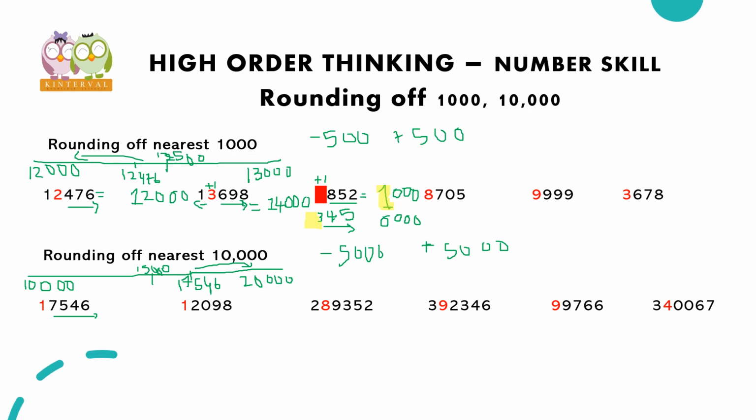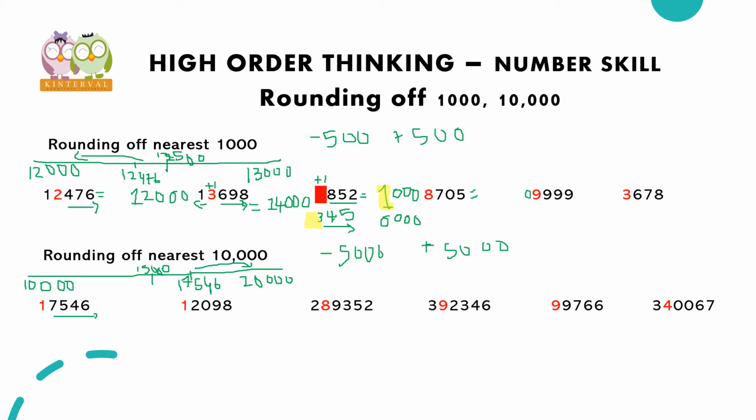So they will never ask you a number less than 500 in this type of twist. They will always ask you more than 500 only, and the answer will always be 1000. Or, in the below, if they are asking you a 4-digit number, the answer will always be 10,000. I hope that concept is very clear, right?